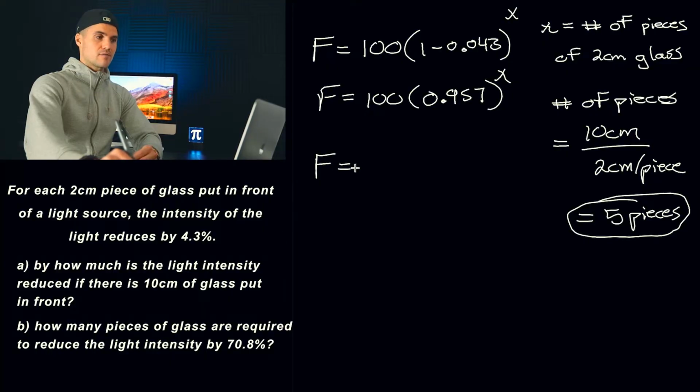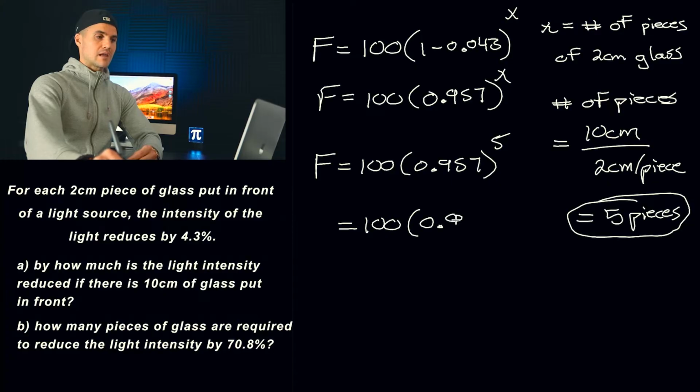Okay, so we would do f equals 100 times 0.957 to the power of 5. That's going to be 100 times 0.803, right? You do the exponent first. And then that's going to be 80.3. So that's going to be the final amount, or the intensity of the light source, if 5 pieces of glass are put in front.